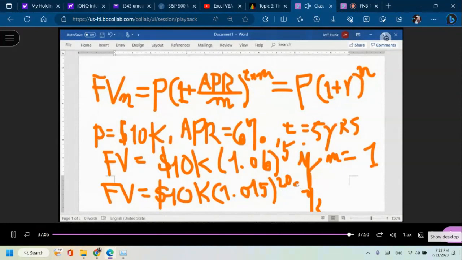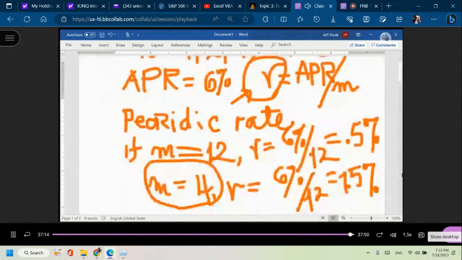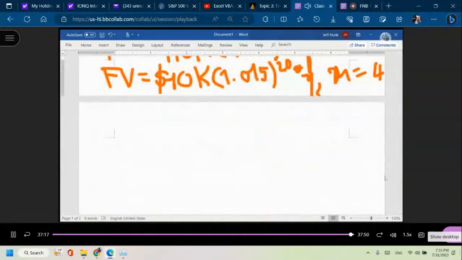That is if M is 4, the compounding frequency is 4, in other words, if compounding is quarterly. So this is how we can tweak the basic compounding formula to adapt to different compounding frequencies. All right, so that's it for this segment of the video, and I will see you in the next video.